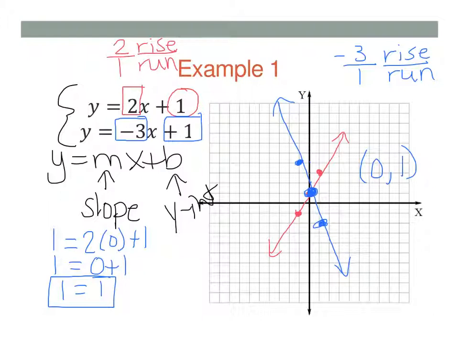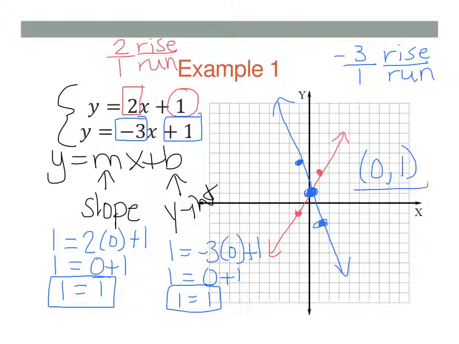Now we do the same thing for the second equation. We plug in 1 for y, we plug in 0 for x, and again we get negative 3 times 0 is 0, 0 plus 1 is 1, and so again it works in both equations. That's why 0, 1 is the solution, because when you plug in the x value and the y value in both equations, it checks out. Okay?